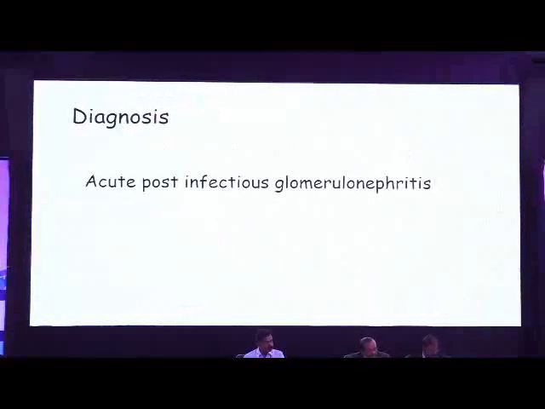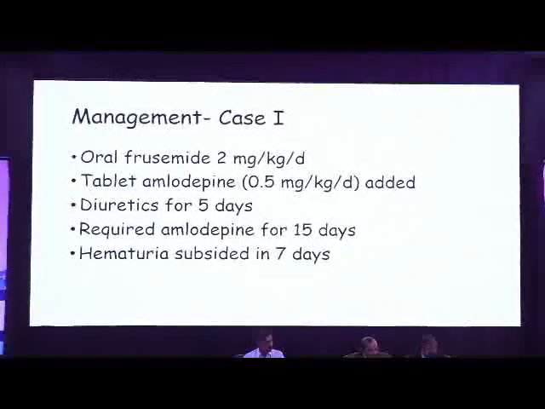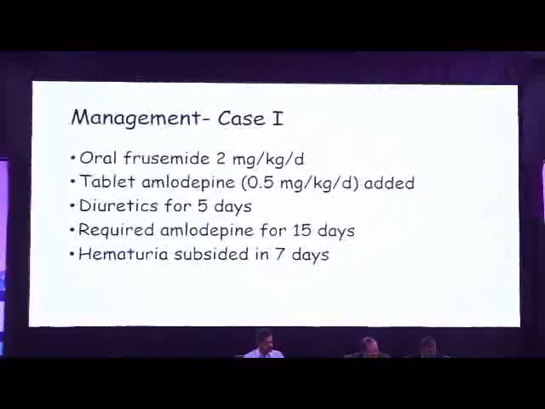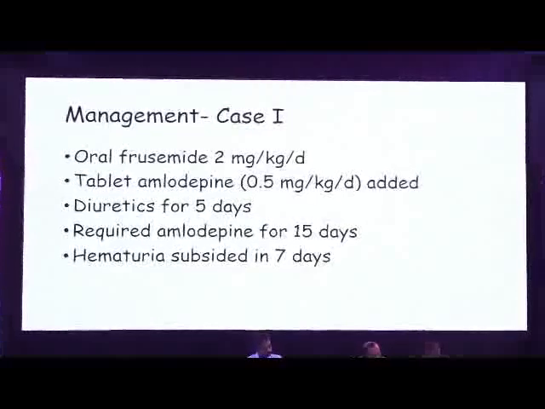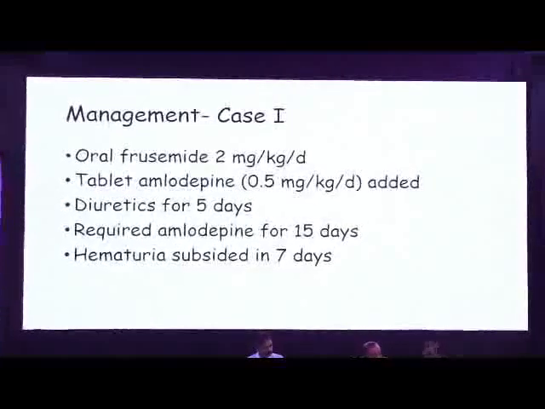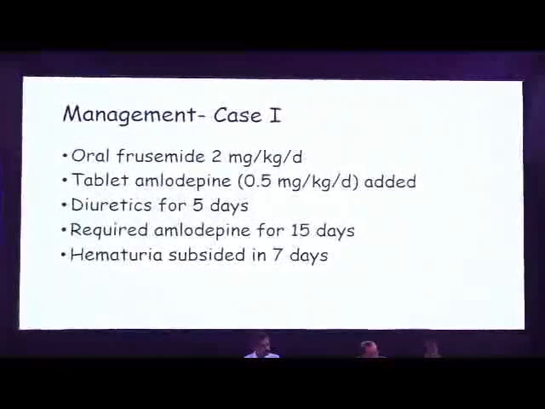And this child was managed with oral diuretics. He was given oral furosemide, and he also required amlodipine for his hypertension. And over the next 5 days, his edema completely disappeared. His hypertension disappeared over the next 2 weeks, and his hematuria also subsided. So he completely responded, and he completely improved over the next 2 weeks. So it was like a typical acute post-streptococcal glomerulonephritis.